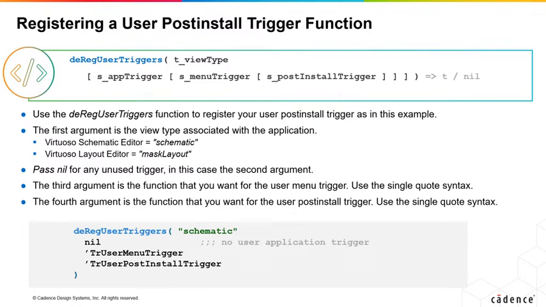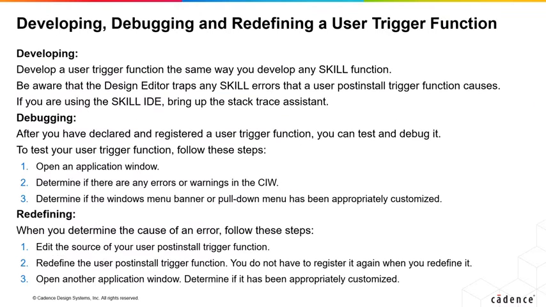We aren't going to talk about user application triggers here, but we are going to talk about the user menu trigger, TR user menu trigger. We'll discuss how to define that procedure, which will add a new menu or menus, and the TR user post install trigger, which will modify a menu or menus. Next, we'll look at developing, debugging, and redefining a user trigger function.